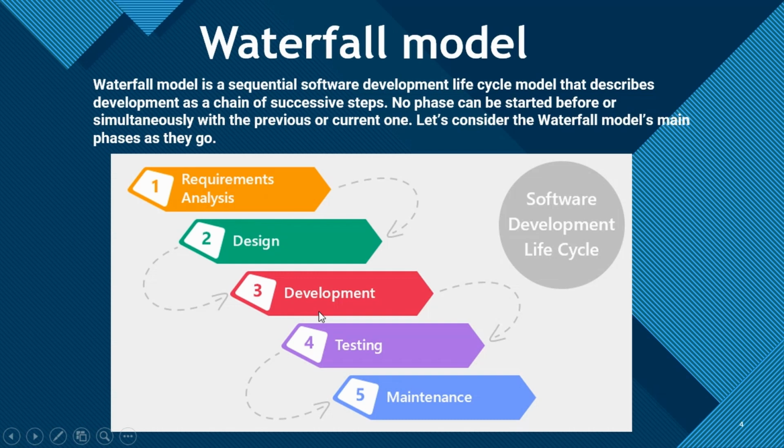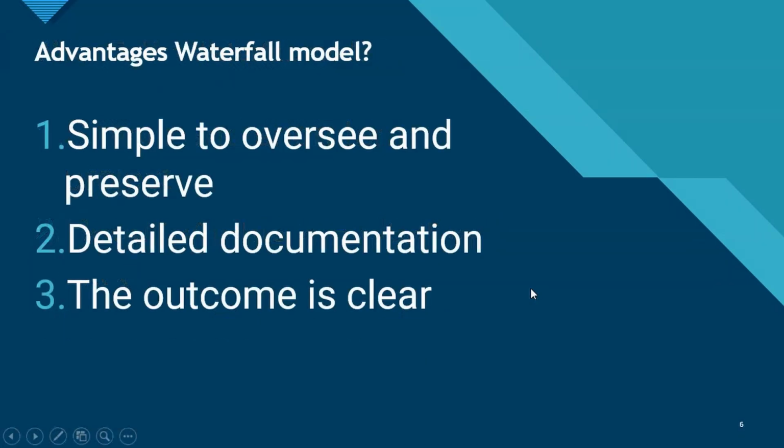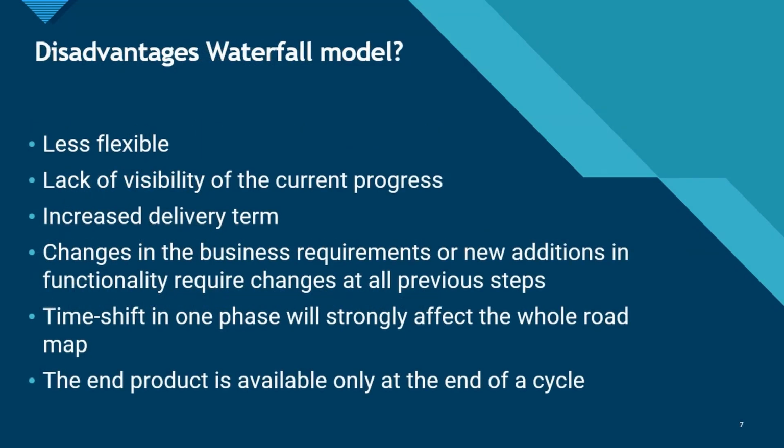So that's why, if we go with the waterfall model and face any problem, we have to start from the very top, which is the requirement analysis. We have to change our requirements, we have to change the design also, then we can change these things and these things. So this is the major drawback of the waterfall model. And then, time shift: one phase will strongly affect the whole roadmap.